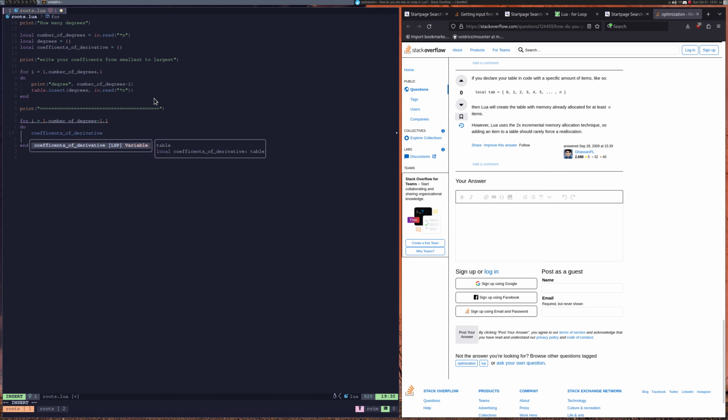Coefficients of derivative. It was table.add, right? Alright, I check. Yeah, okay, it's not table.add. Coefficients of derivative. I don't know why they made Lua arrays start with 1.